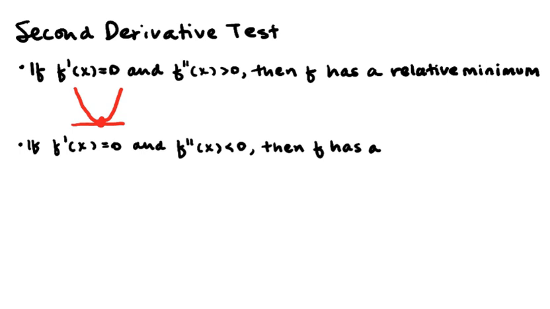In the same way, it's going to be the same idea. f prime is equal to 0, so that means it's flat. f double prime is negative, which means its attitude is pretty negative, it's frowning. That means that f is going to have a relative maximum. That's the second derivative test.